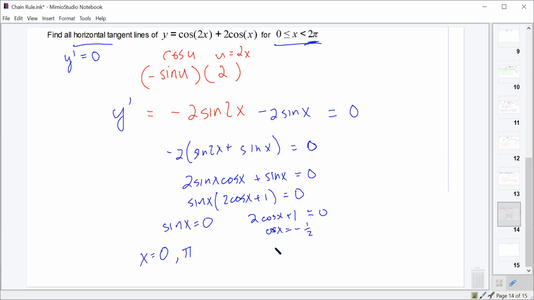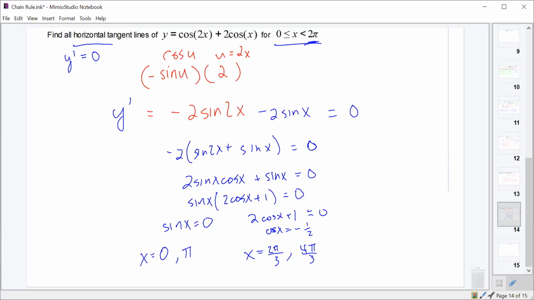When does cosine equal negative 1/2? 2 pi over 3, good. And one other time between 0 and 2 pi. 4 pi over 3, right? In the second and third quadrant cosine should be negative and have a reference angle of pi over 3.